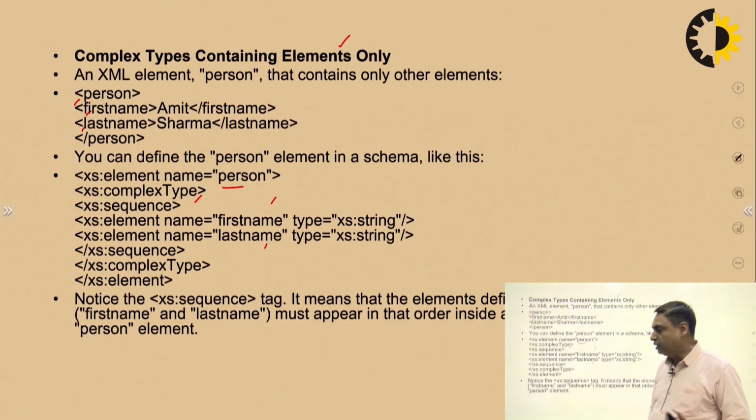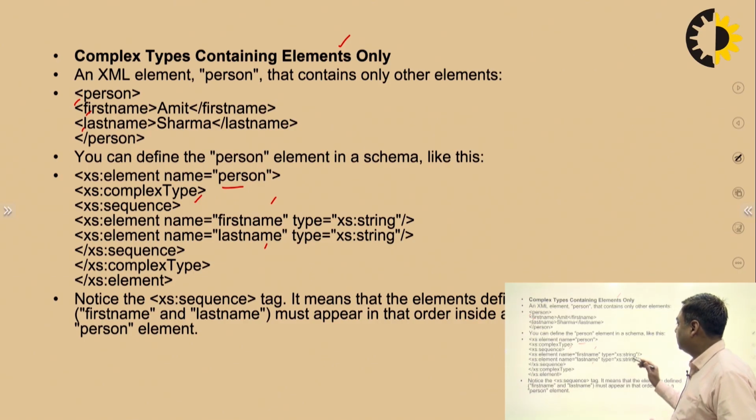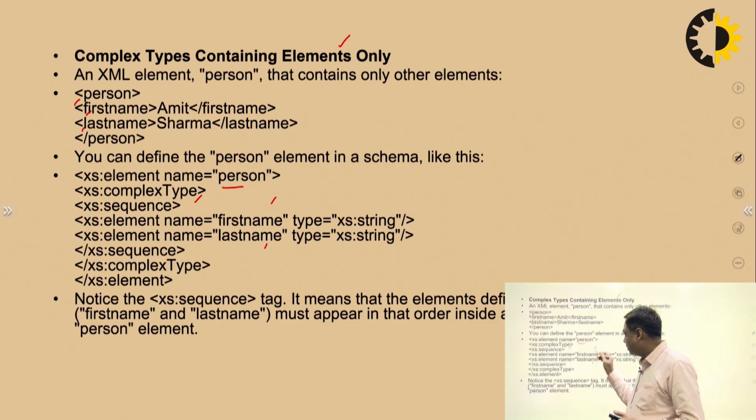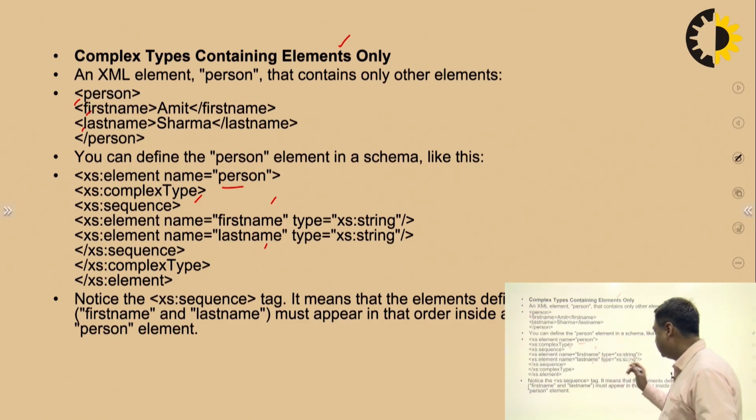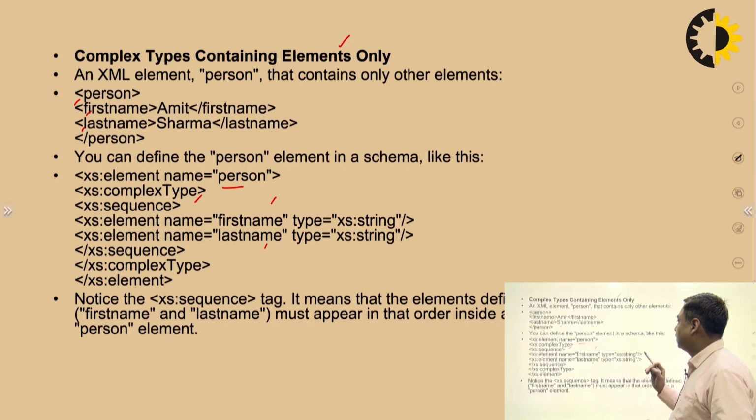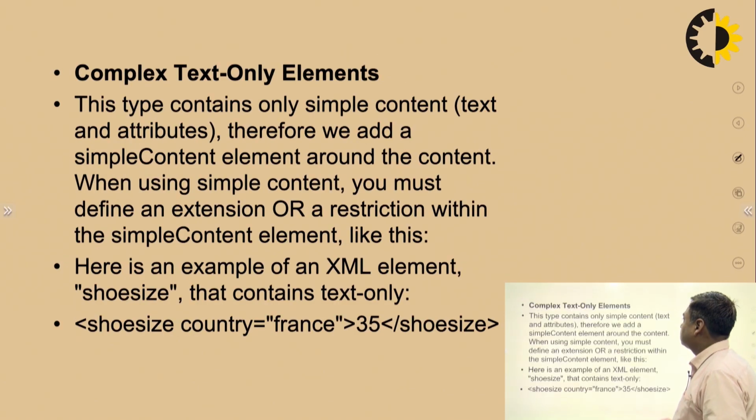Sequence is the indicator to show that the first name and last name should be written within the person in sequence. First name is the first element within the person, and last name should be the second element, that is, it should be written after the first name. So the sequence indicator makes it compulsory to define the sequence of the elements.